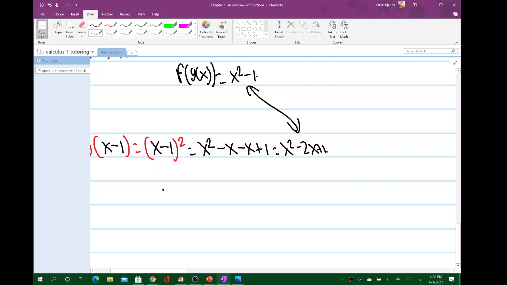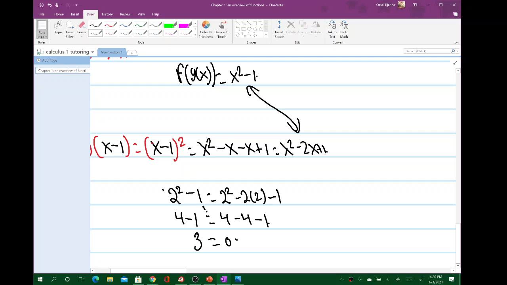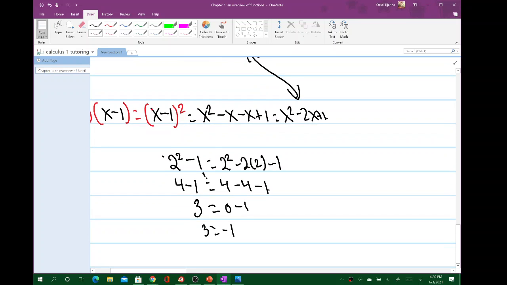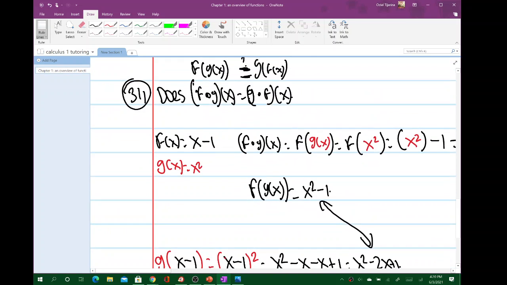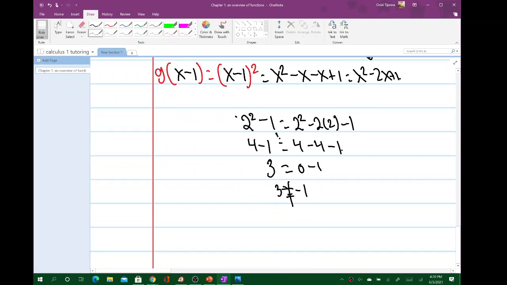So if I plug in 2 for x, can I say 2 squared minus 1 equals 2 squared minus 2 times 2 minus 1? If I say 4 minus 1, is that going to equal 4 minus 4 minus 1? 3 is equal to 0 minus 1. 3 equals negative 1, which is not true. So therefore, this is false. So f composed with g of x does not equal g composed with f of x.